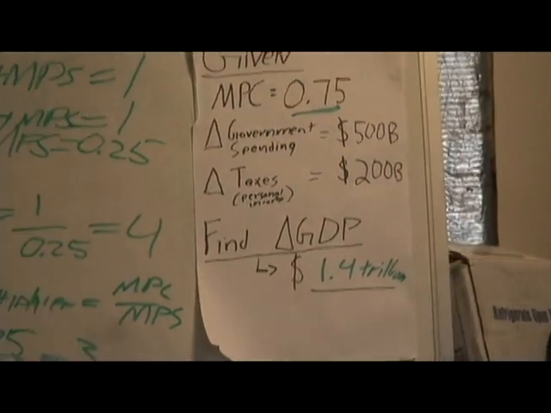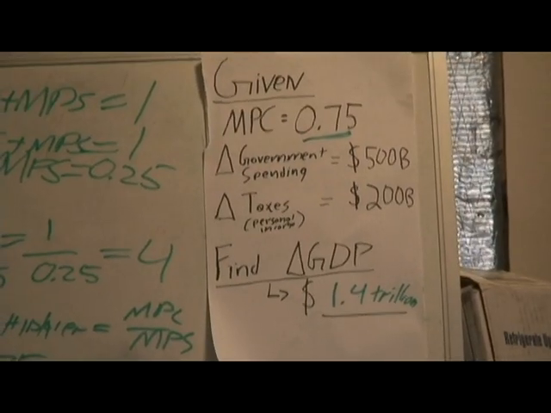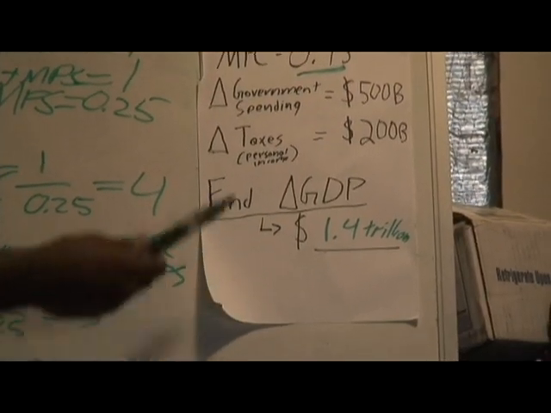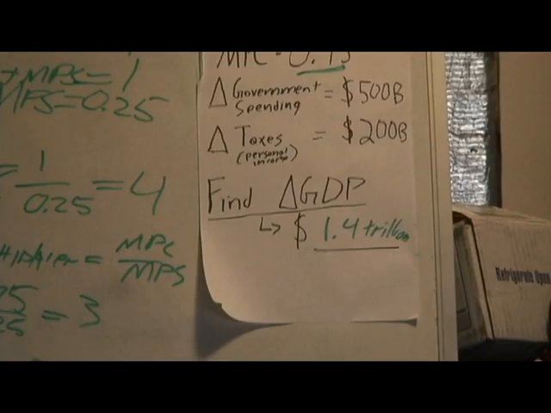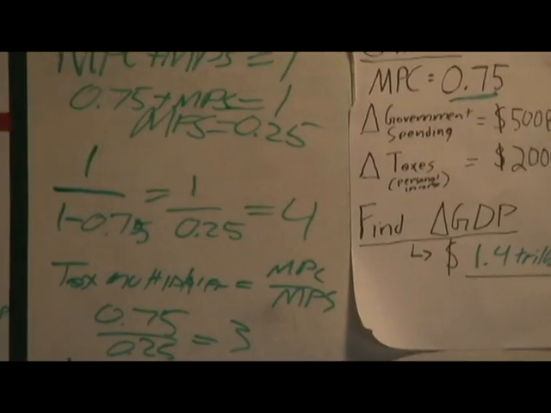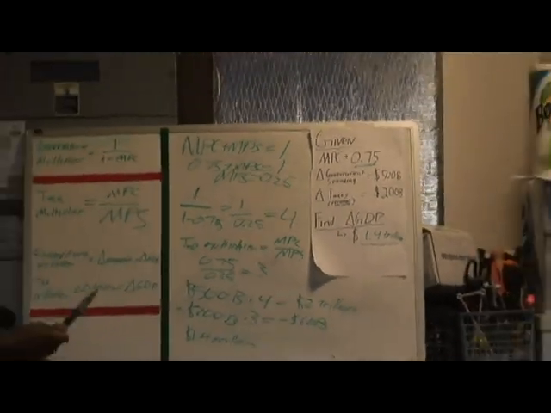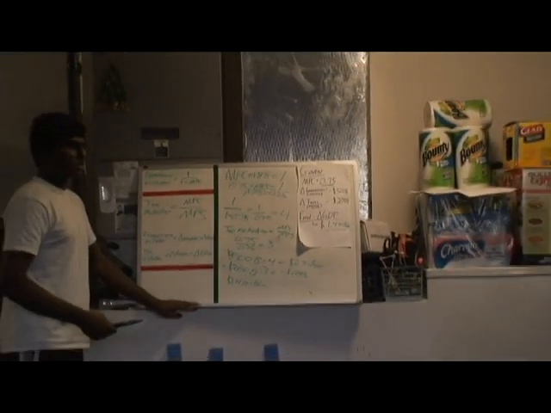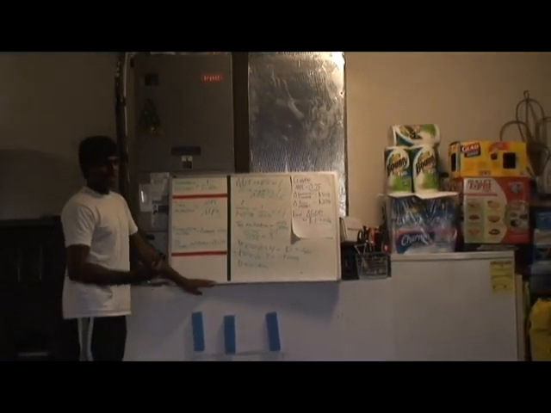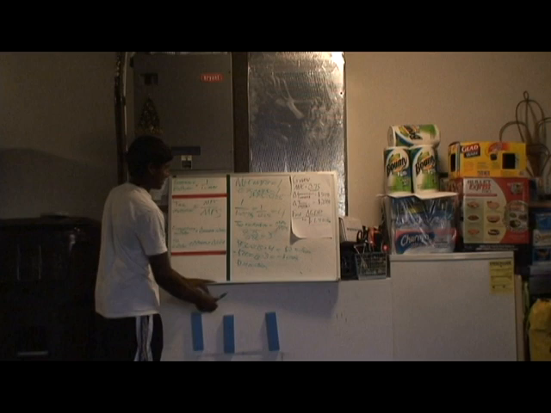Now you can also write that out with all the commas and everything, but we're just going to abbreviate it here. So whenever you have a change in government spending, it's actually going to be a bigger change in the GDP than the number itself due to the expenditure multiplier. And when you have a change in taxes, it's going to affect the GDP more because of the tax multiplier.